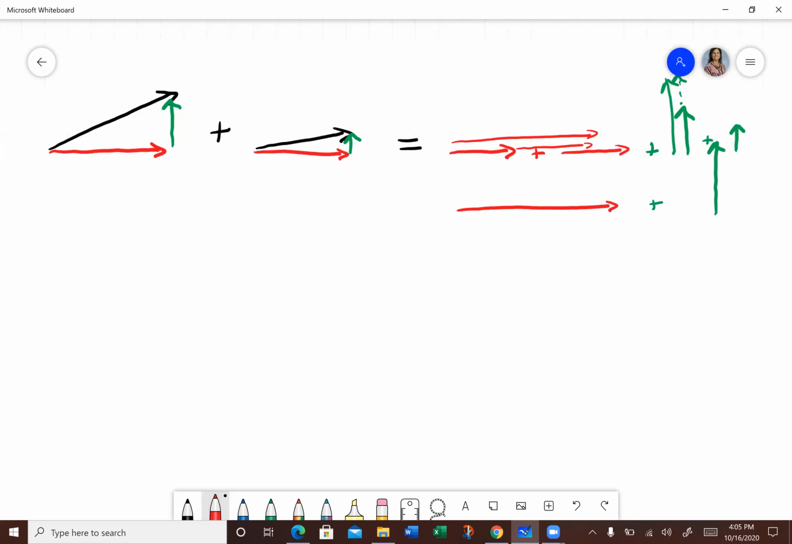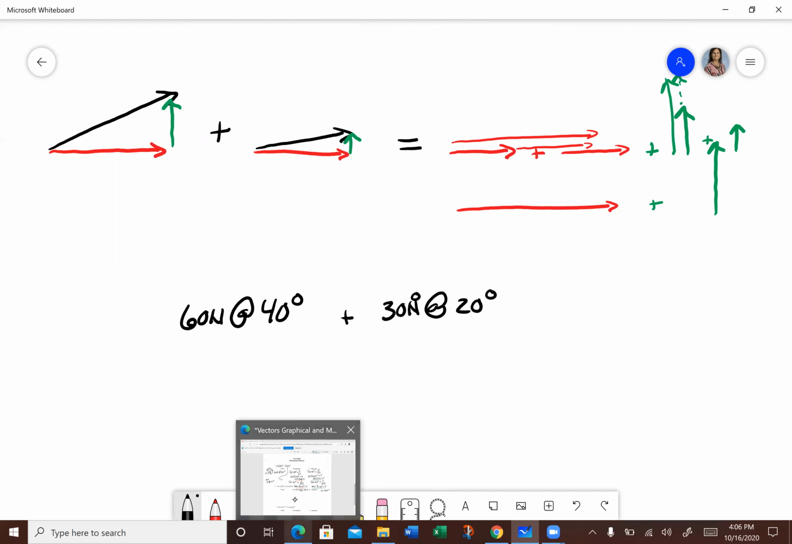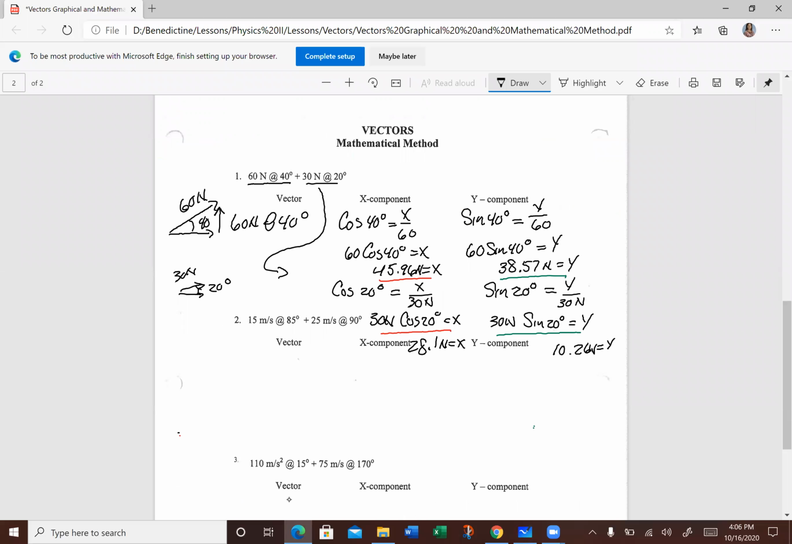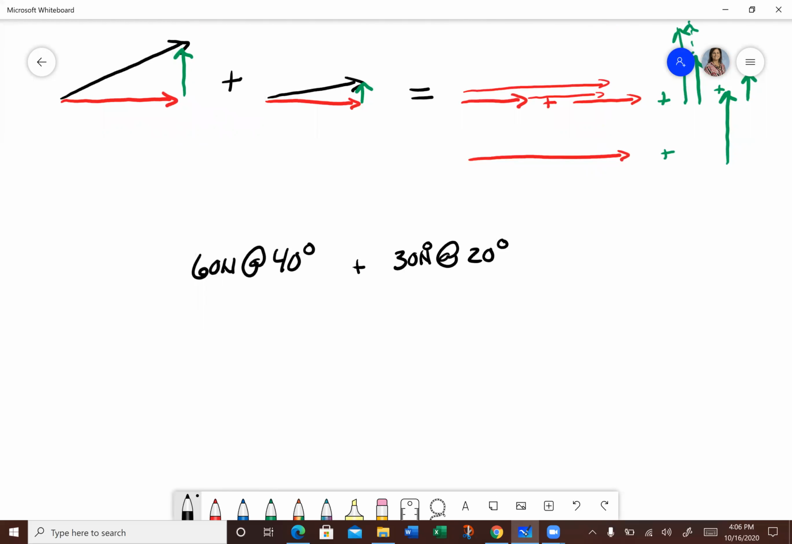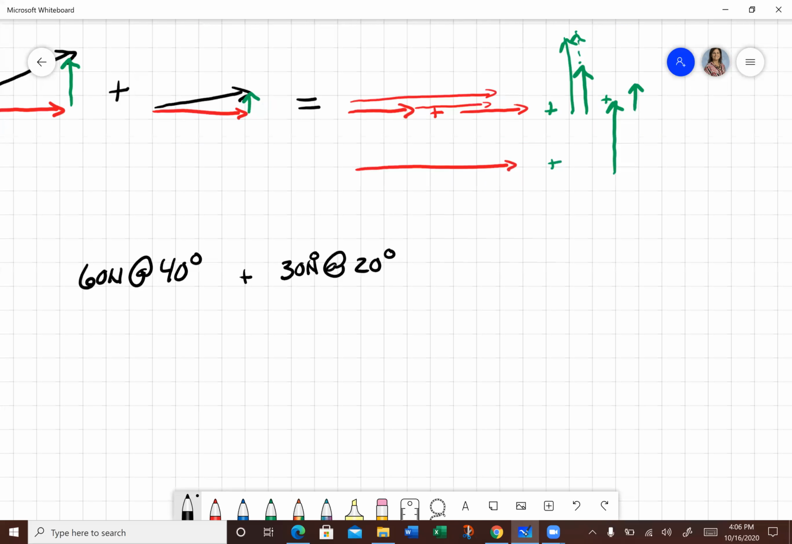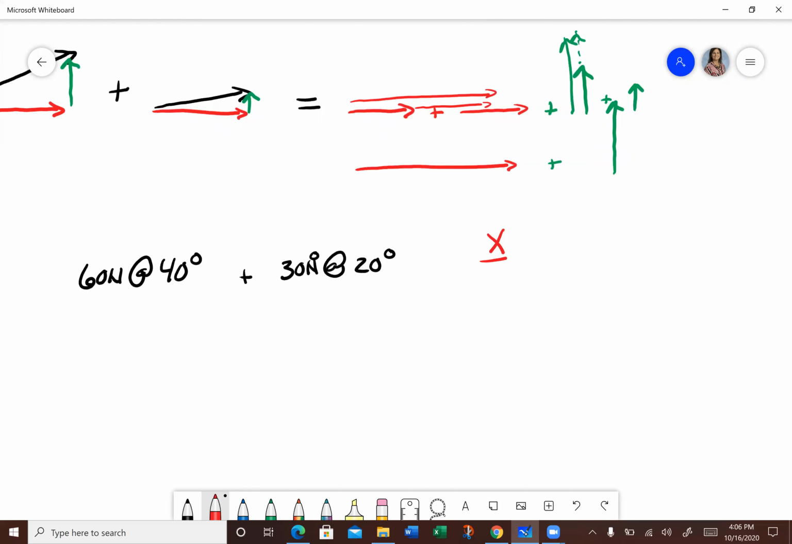So I'm going to skip over to here. When we were doing this worksheet, you had 60 newtons at 40 degrees plus 30 newtons at 20 degrees. I think that was our problem. 60 at 40, 30 at 20. So what we want to do is, when I add those together, add up the x's and make a whole column for my x component and my total y component.